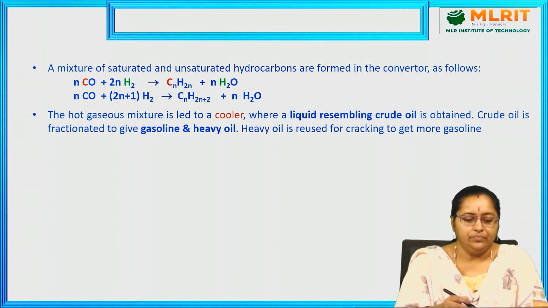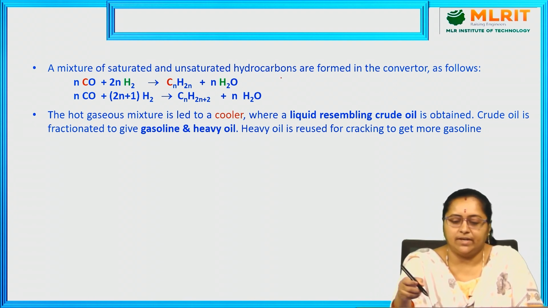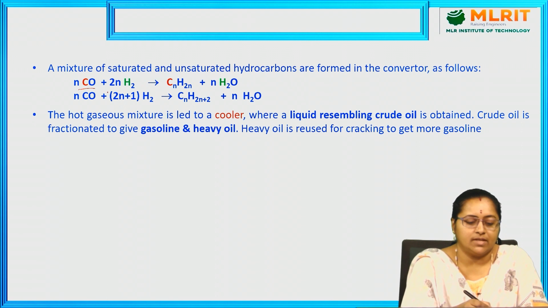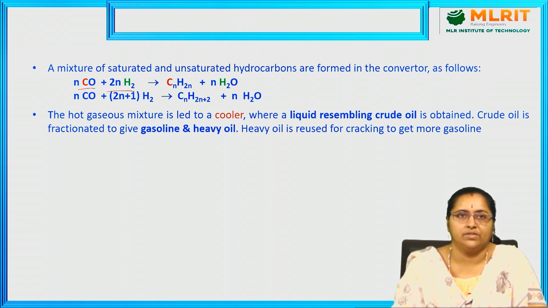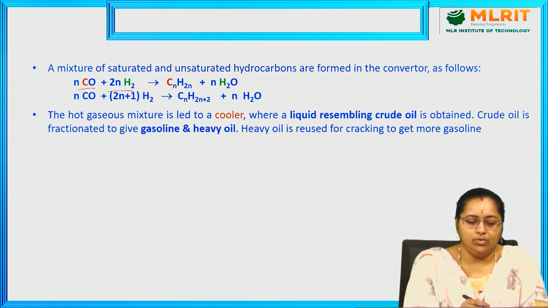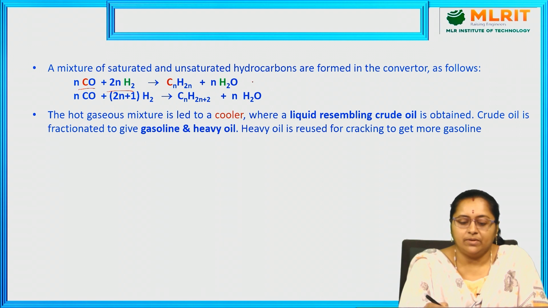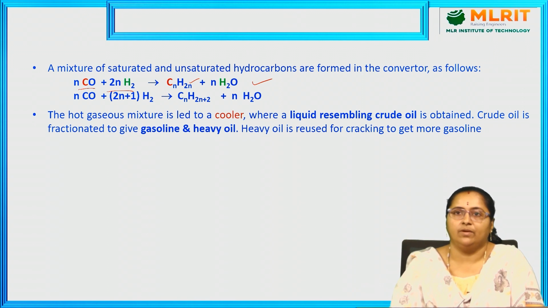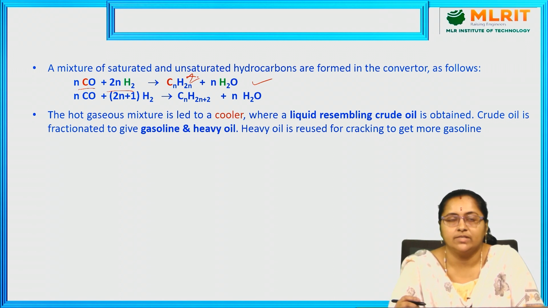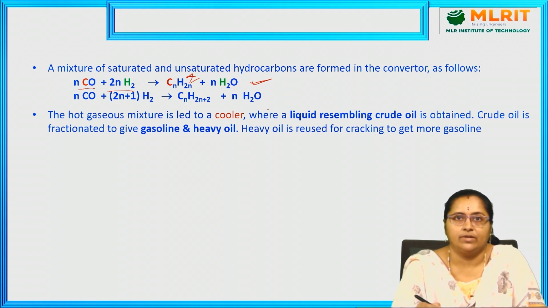As I told you, a mixture of saturated and unsaturated hydrocarbons is produced in the converter. If you notice the chemical reaction that is happening, we have taken carbon monoxide and hydrogen, which is nothing but the chemical composition of water gas, and later it is again subjected to hydrogenation. So CO plus H2 produces a mixture. This is CnH2n, the molecular formula for alkenes. Alkenes are nothing but unsaturated hydrocarbons, which means we can notice a double bond between two carbon atoms. So alkenes are produced, and along with them water is obtained as a byproduct.